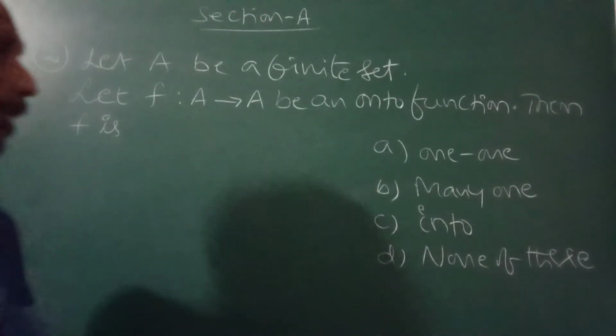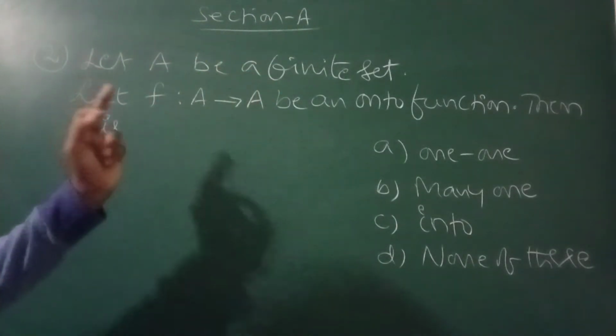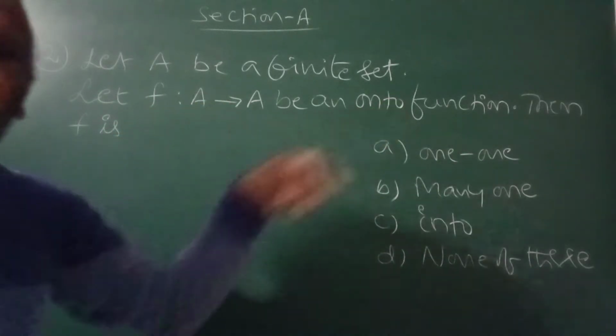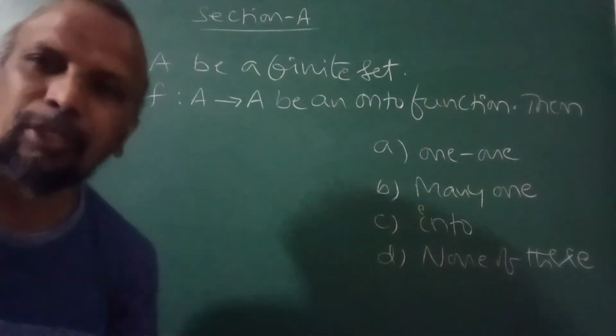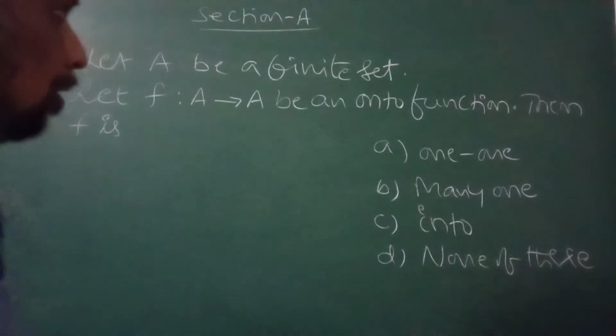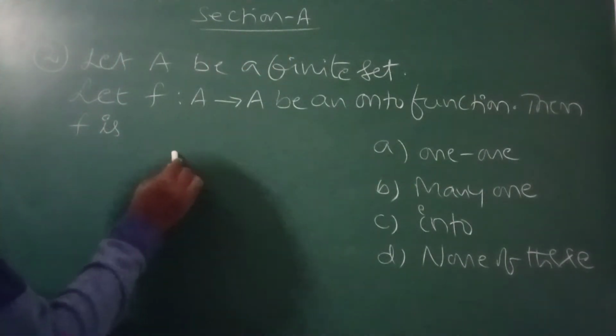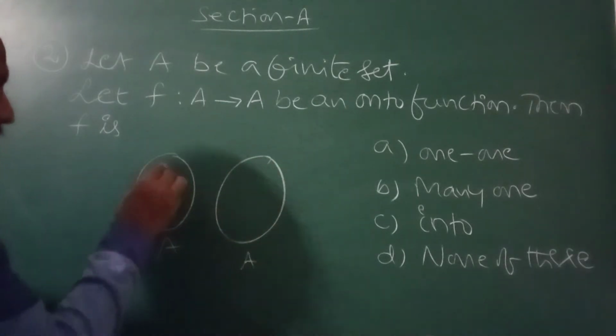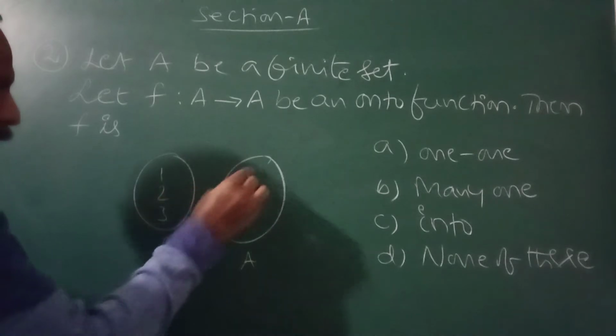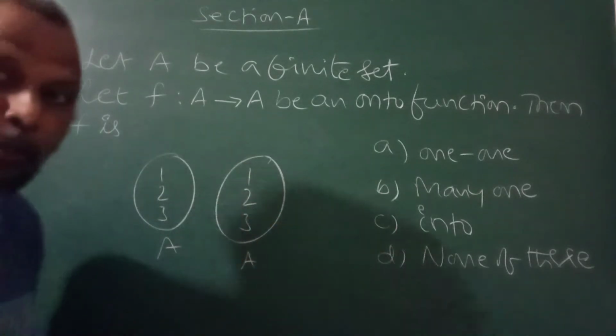See this one, they have given the second question. A is a finite set, and f from A to A is an onto function. Then f is one-one, many-one, into, or none of these. You can observe here A is a finite set. For example, to understand this, take a finite set A to A, with 1, 2, 3. They told it is onto.